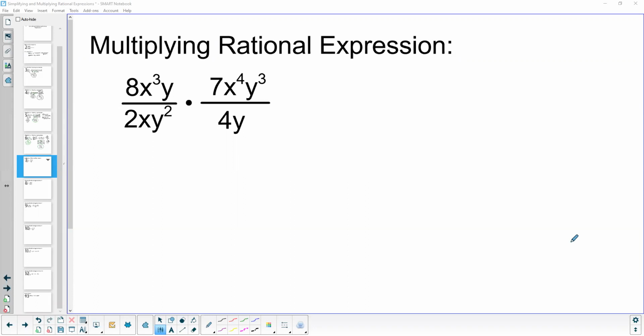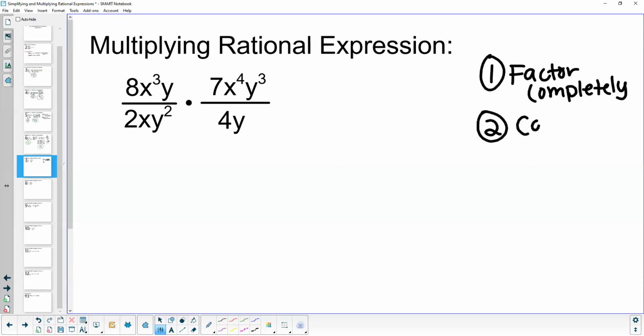What we're going to do first is start by factoring everything completely, just like we did before. So factor everything completely in each individual rational expression that we have. After we've factored it completely, then we are going to multiply them. Multiplying just means taking all of the factors of one and setting them right next to the factors of the other. You'll see what that looks like.